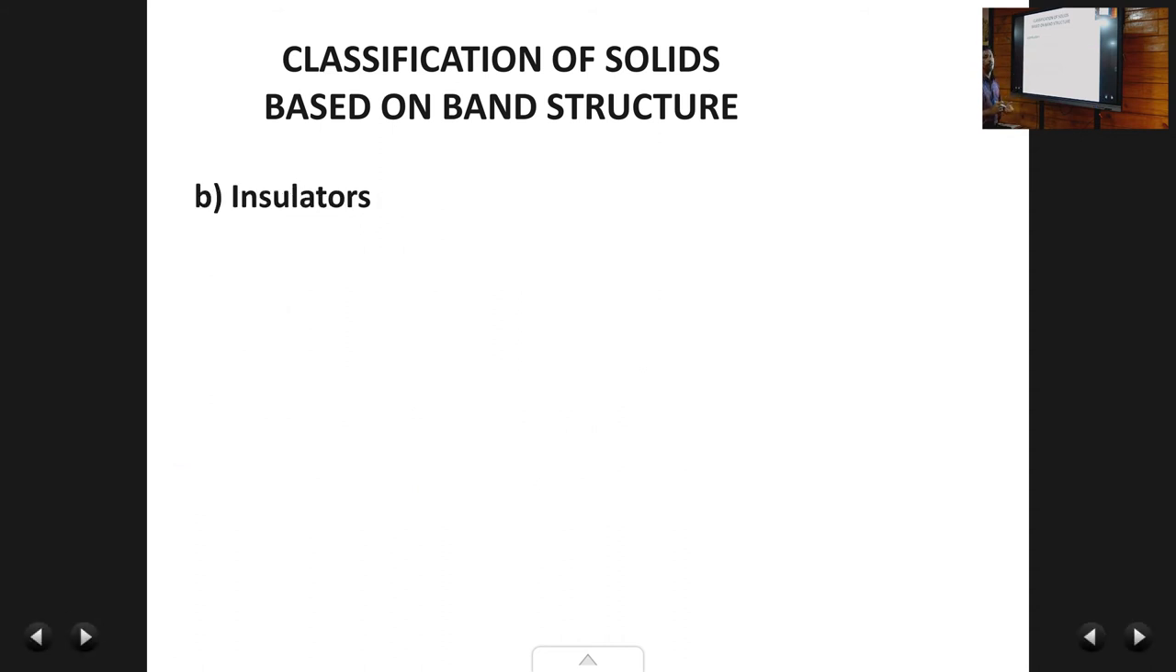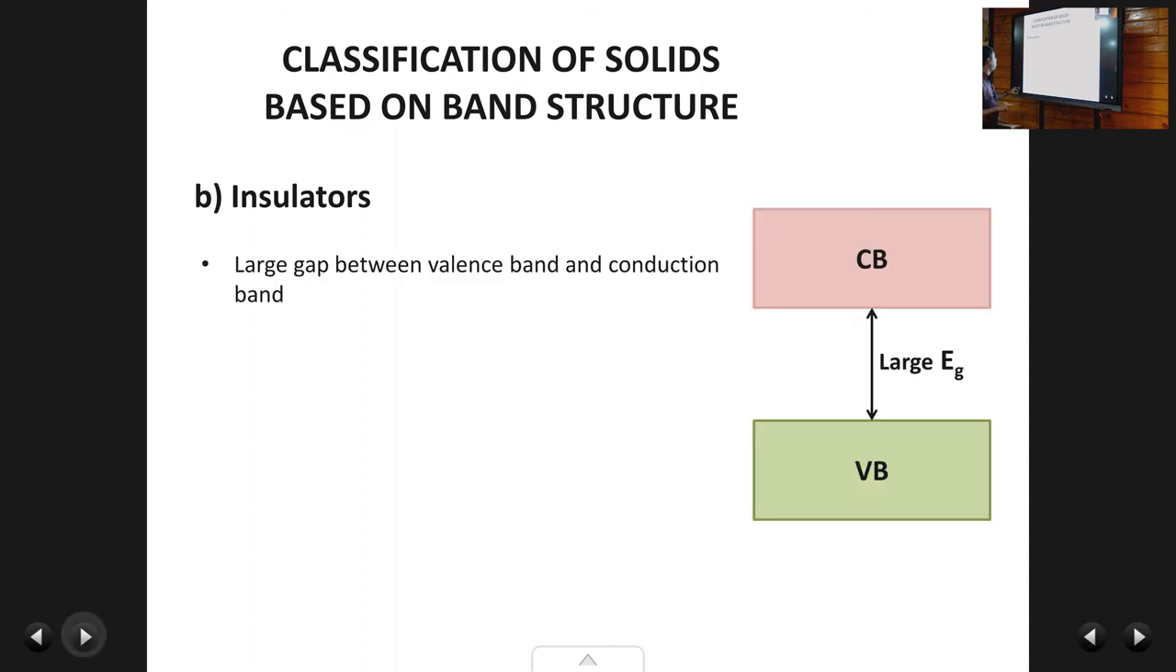The next type of solid is an insulator. What is the band structure of an insulator? In an insulator, the valence band and the conduction band are widely separated by a large energy gap. The energy gap between them is greater than 3 electron volts. For a material which has an energy gap greater than 3 electron volts, we call it an insulator. So you can see over here, conduction band and valence band, there is a large gap between them.